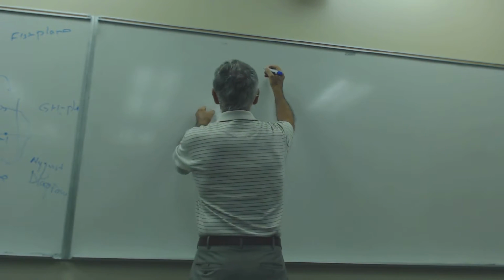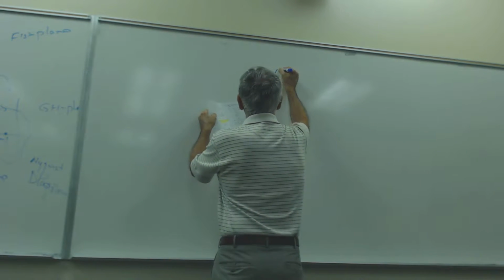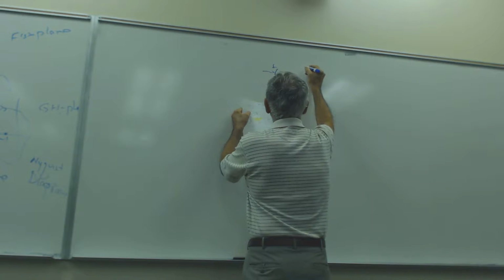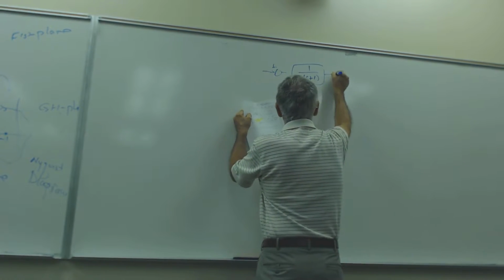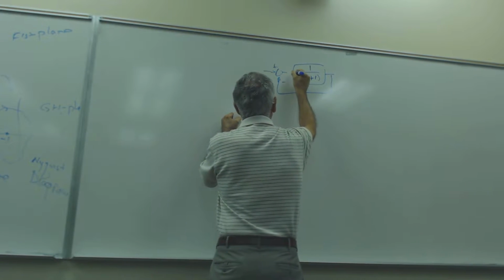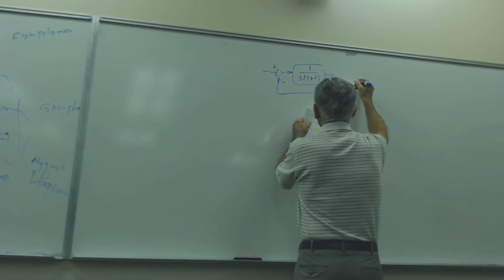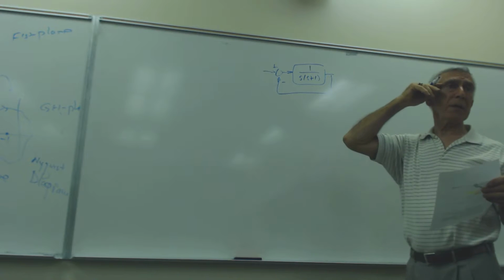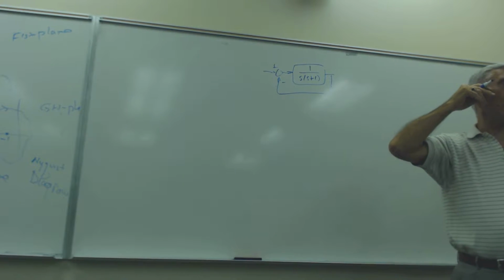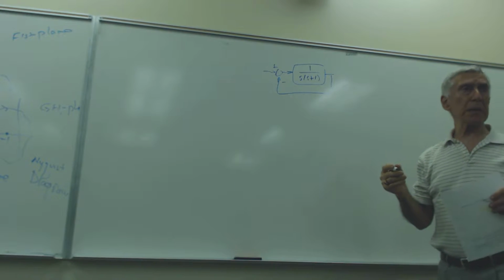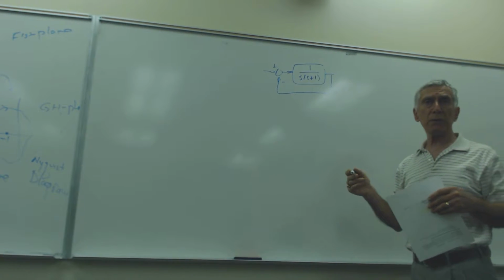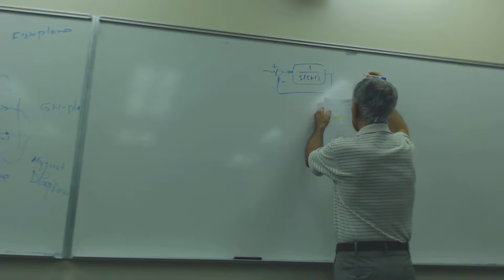The example is this. We've got 1 over s plus 1, negative feedback. Now this is a second order system, and it's easy enough to determine the stability by finding the characteristic equation and solving for the roots of the characteristic equation, right?